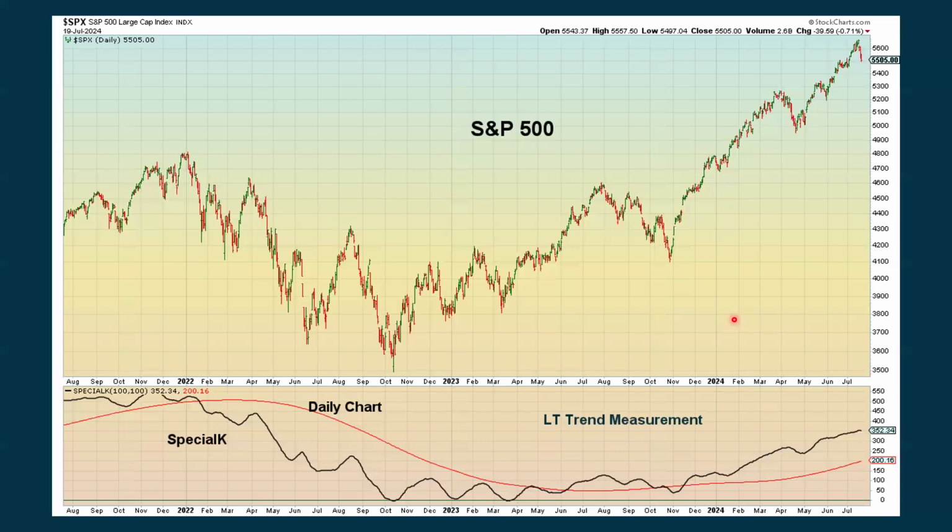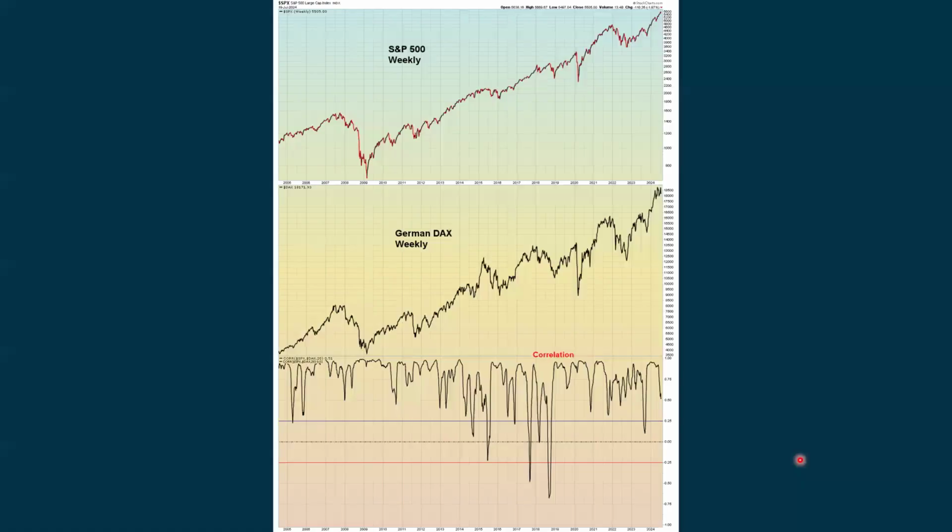And we look at a long-term trend measurement called the Special K daily chart. Even with the pullback that we've been seeing, we still are in a long-term positive trend according to this momentum oscillator. And we look at a weekly chart of the S&P and a weekly chart of the German DAX. That's the biggest stock market in the EU. And their correlation had been pretty strong. When we get high readings down below, that means that they're moving more in tandem with each other. Lately, it's been really dropping off. So we're not really getting a lot of insight with this relationship currently.